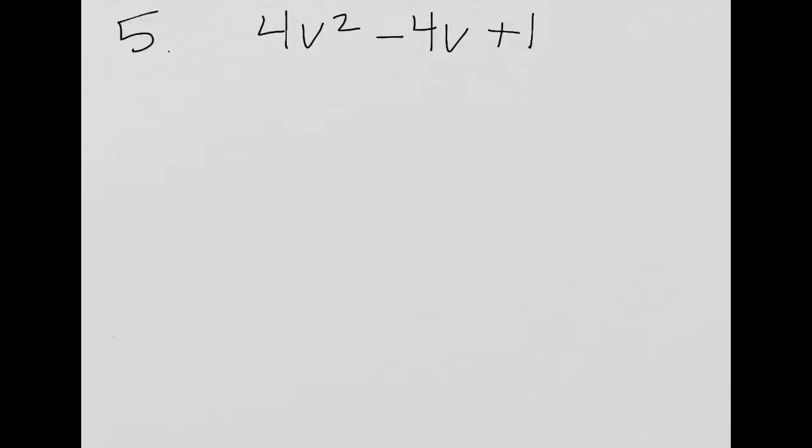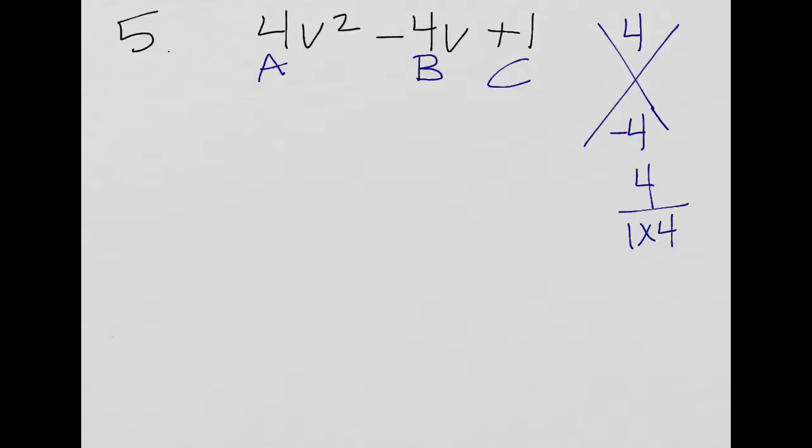Okay, with this problem, because of this 1 at the end, we're not going to have a GCF. But A is not 1, so I can't use my shortcut. So either way, I'm going to have to make my X. So A times C, 4 times 1 is 4. And I'm looking for them to add up to negative 4. There's only 2 ways to get 4. 1 times 4 and 2 times 2. The only combination of that gives me a 4 is the 2's.